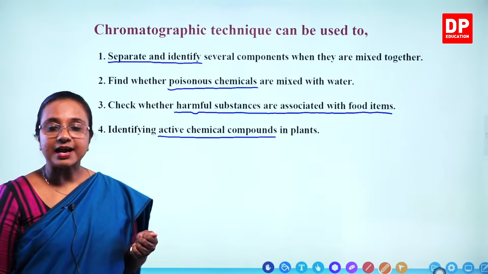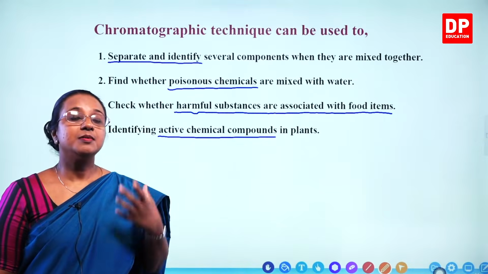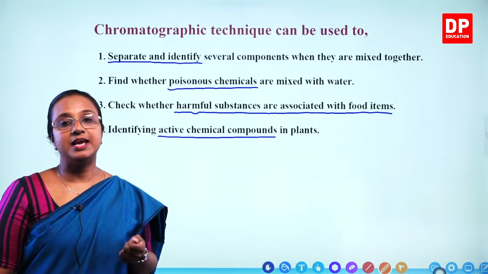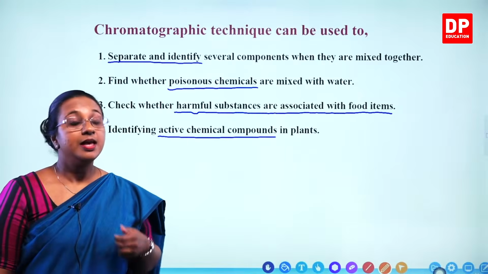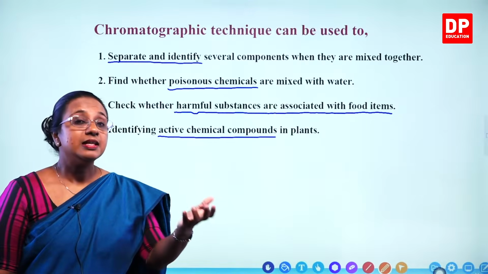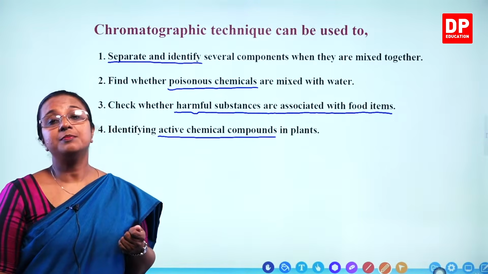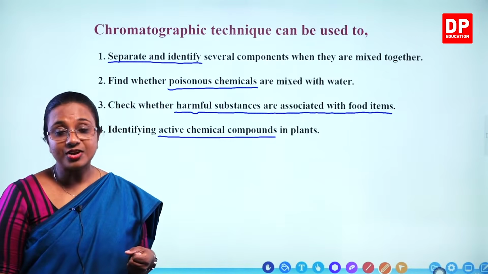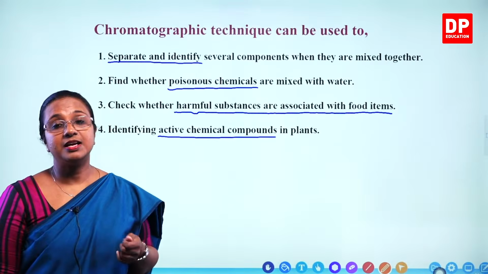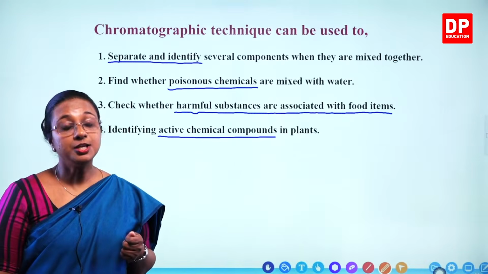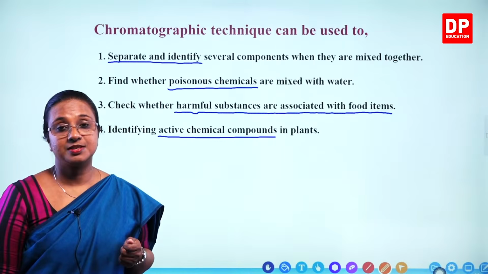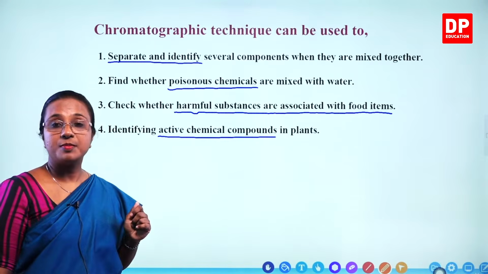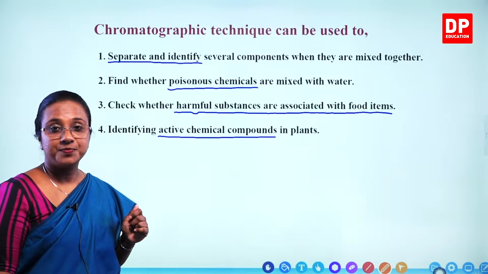The next one, identifying active chemical compounds in plants. When we say active chemical compounds, we mean compounds present in plants that are useful for many other purposes as well, even chlorophyll. There are so many medicinal compounds present in plants. These can be extracted and identified, and thereafter used for different purposes. So these are the uses of chromatographic technique.